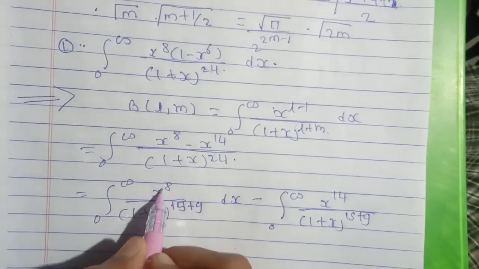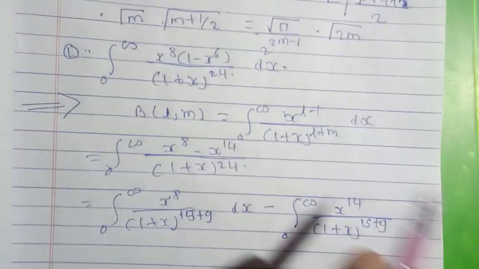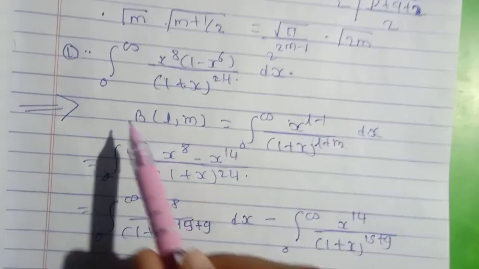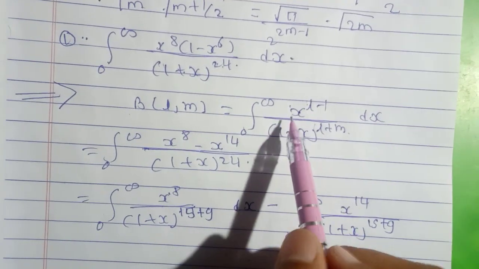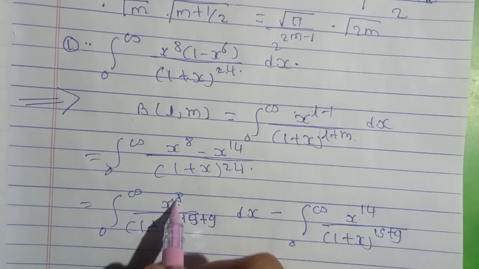Here is l. This is the formula of u. This is the formula beta of l and m. We have to use it here. So here is l minus 1.